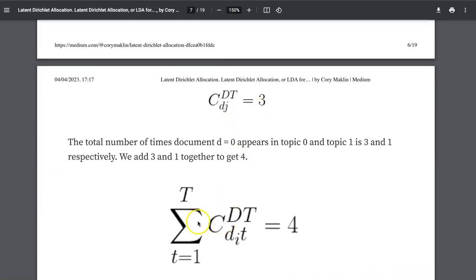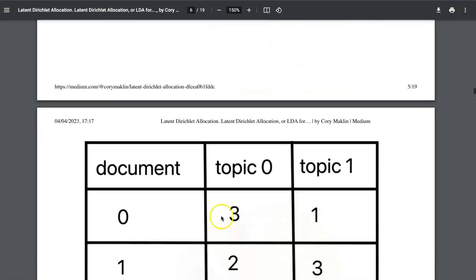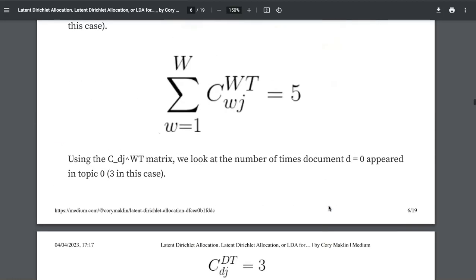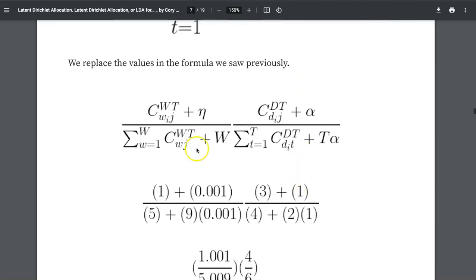And the denominator of the second part is that you need to sum over all the terms from this document. So di is fixed, but for this document, the document we are interested in, we are now searching for document 0. For document 0, we need to calculate the total sum. The total sum is 4. Okay, so the total sum is 4.